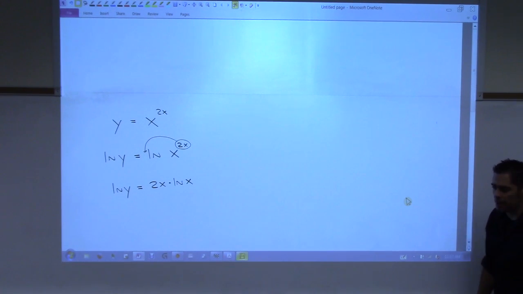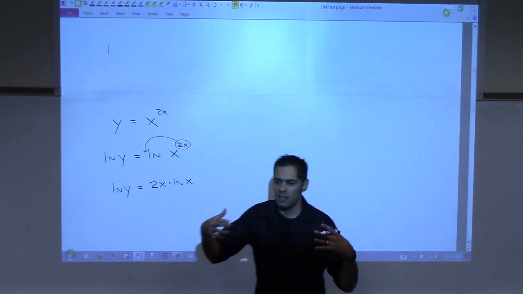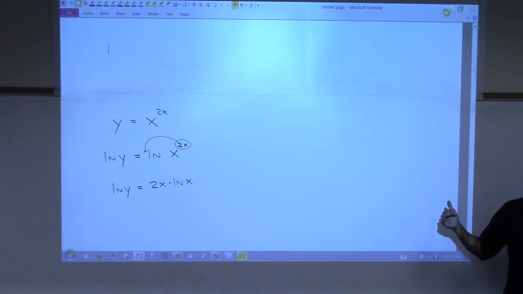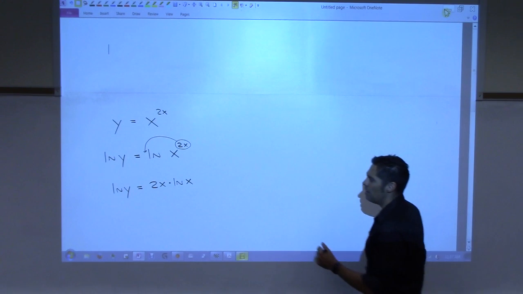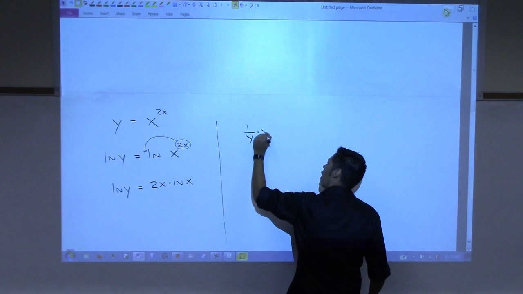And now I can do the derivative. Implicit differentiation. Do you see this is logarithmic differentiation? It's the same thing we were just doing in the previous two problems. What's the derivative of the left side? 1 over y times y prime.